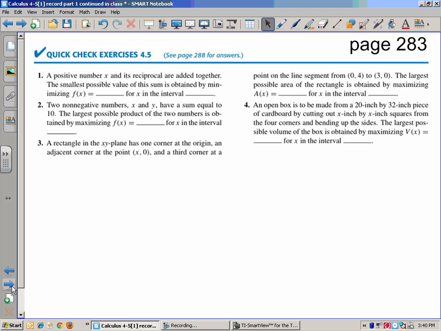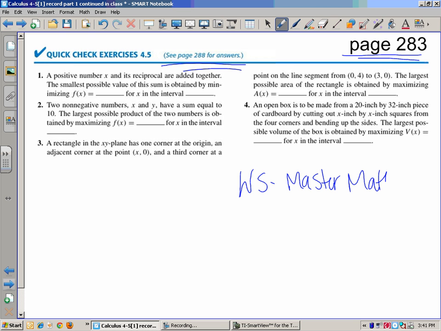Okay, here's your quick check. It's on page 283 in your book. The answers are on page 288. You should also be completing the worksheet from Master Math. Okay, the optimization worksheet.